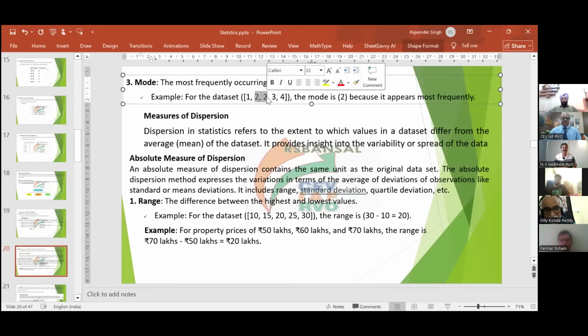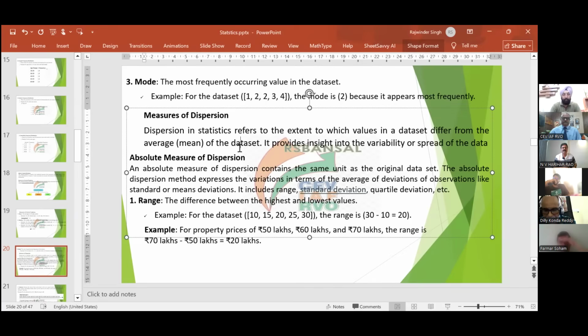Then measure of dispersion. Dispersion in statistics is the extent to which the values in the data set differ from the average. For example, there are certain things which are important from the dispersion point of view. One is range. For example, you have a data set 10, 15, 20, 25, 30.